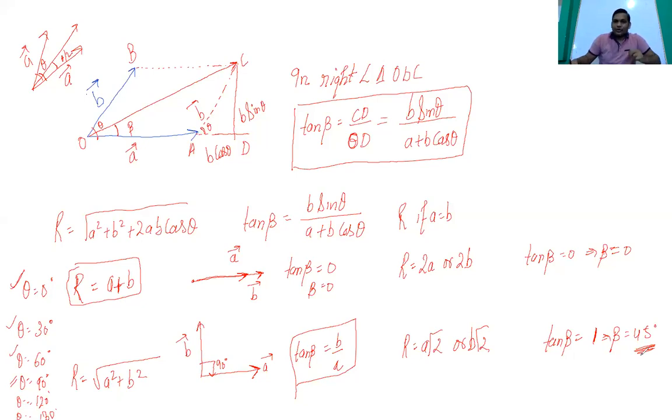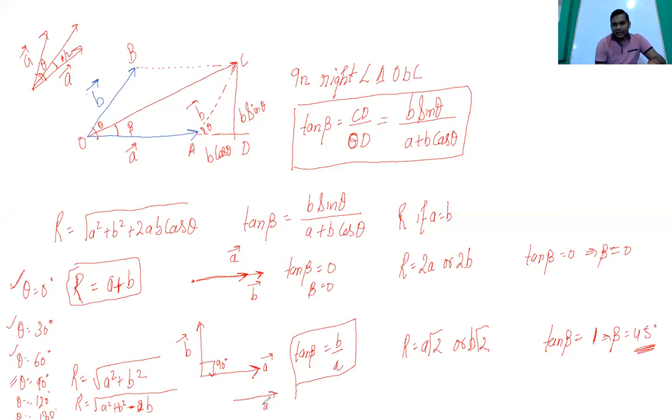Coming to 120 degree, it's also very interesting. Cos 120 is nothing but minus 1 by 2. In this case, the resultant R will become the square root of A square plus B square minus A into B. And the diagram will be like this.